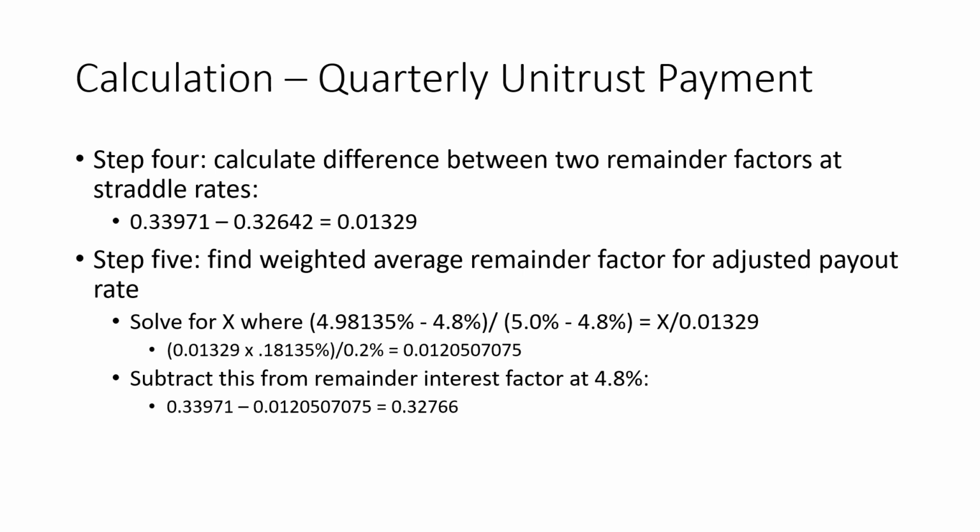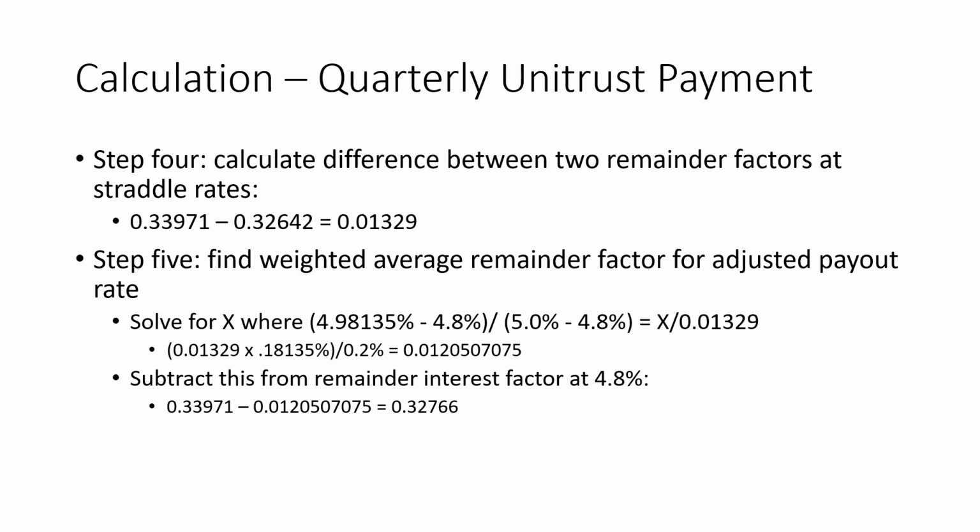You subtract the lesser, which is usually the factor at the higher rate, from the factor at the lower rate. In this case, we're subtracting the 5.0% payout rate factor from the 4.8% payout rate factor, and we're getting a difference of 0.01329. Now we're going to find the weighted average.